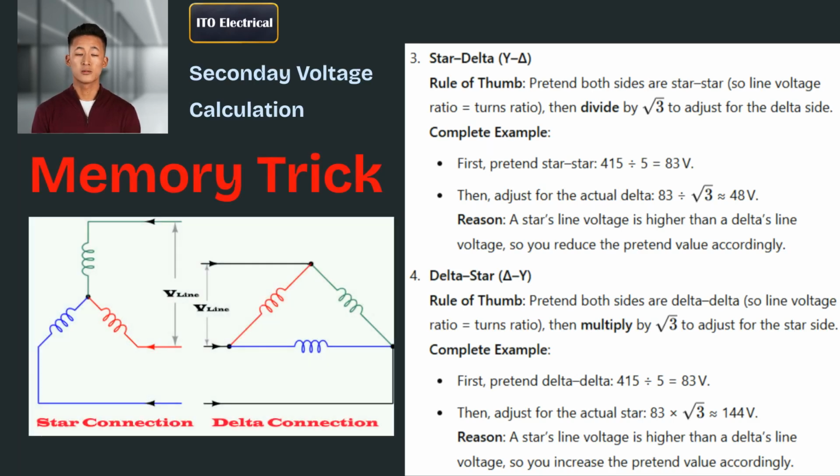Memory trick. By sketching star and delta windings side by side, you'll see that star has a higher line voltage than delta. That mental image will help you remember whether to divide or multiply by the square root of 3.